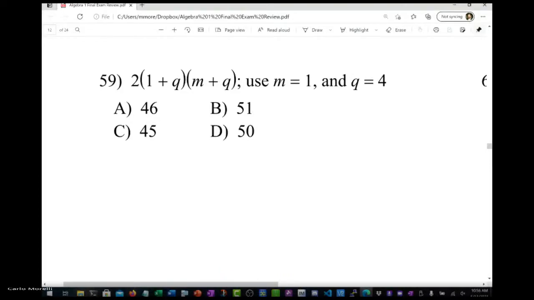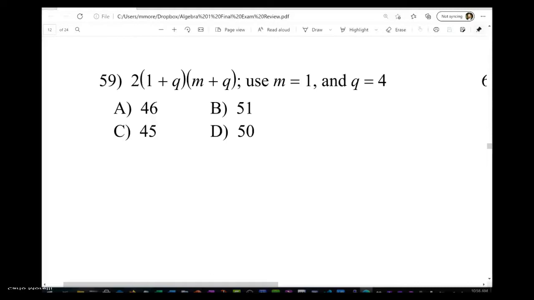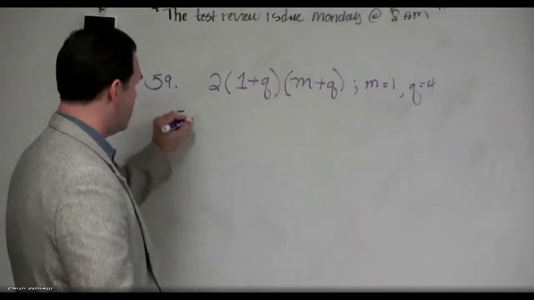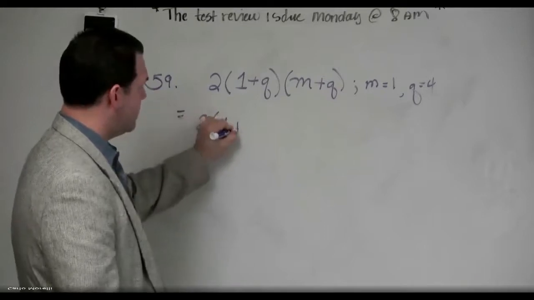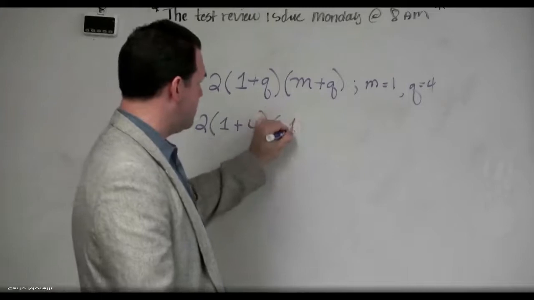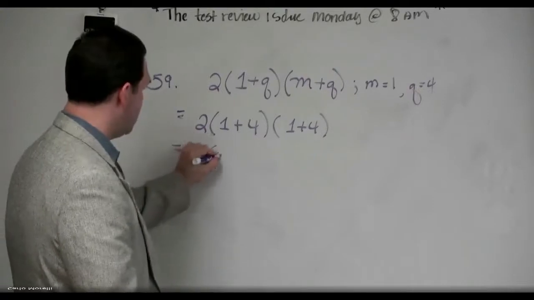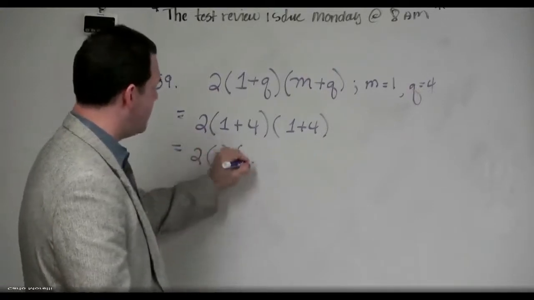Number 59. Two open parentheses 1 plus q, close parentheses, open parentheses m plus q, close parentheses, where m equals 1 and q equals 4. Okay. So I'm going to just substitute. Q is 4, m is 1. Remember, do those parentheses first. So it's going to be 2, open parentheses, 5, close parentheses, open parentheses, 1 plus 4 is 5.